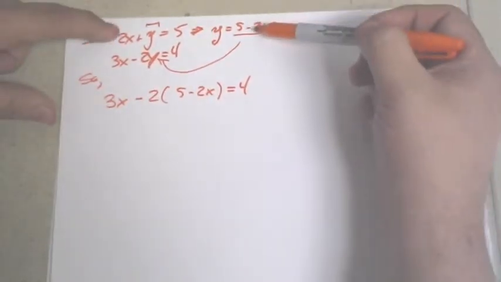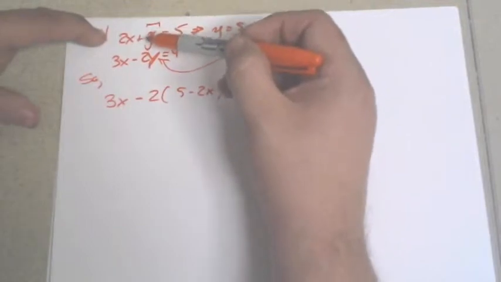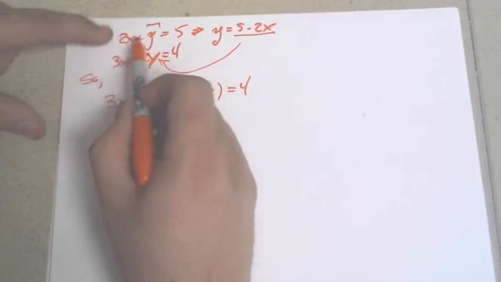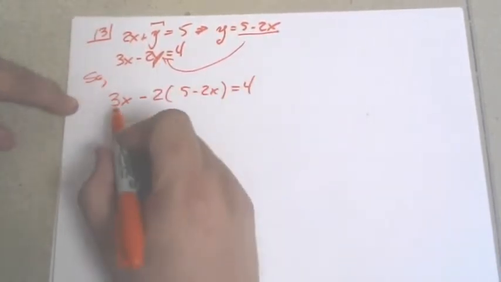Notice, by the way, we substituted into the other equation. Never substitute back into itself. You'll always get a true statement and it won't tell you anything, so be careful about that. So we solved this equation for y, and then that y has to go into the other equation.